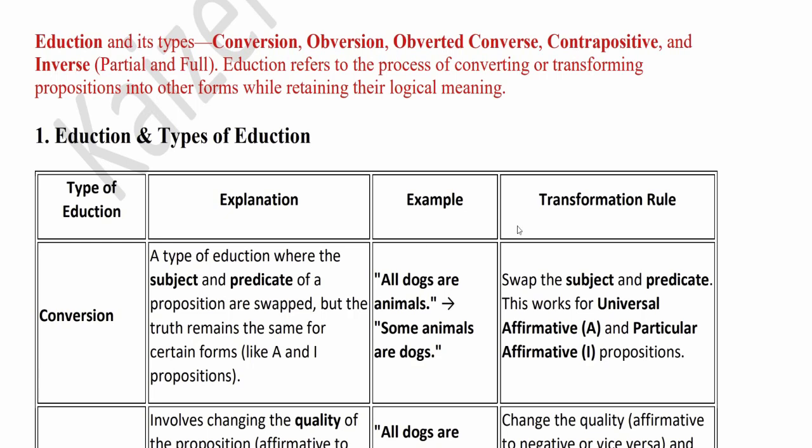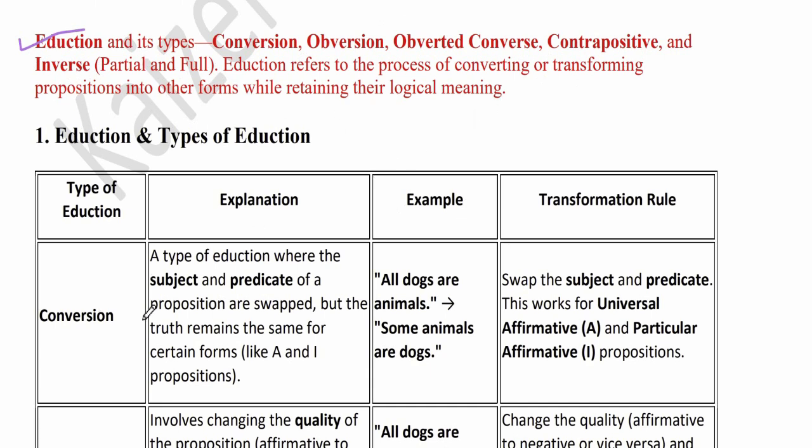Okay, this is part 2 of the last minute revision video. I'll be quickly going through all the different types of whatever is left over in the syllabus. Eductions and its types: conversion, obversion, obverted converse, contrapositive, and inverse. Eduction refers to the process of converting or transforming propositions into other forms while retaining their logical meaning.